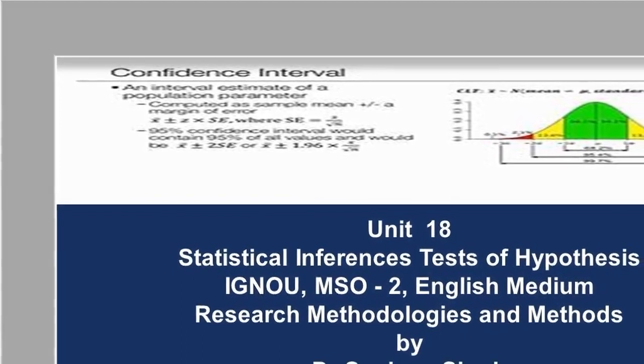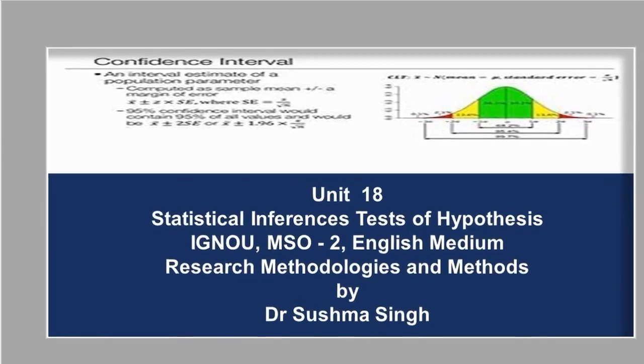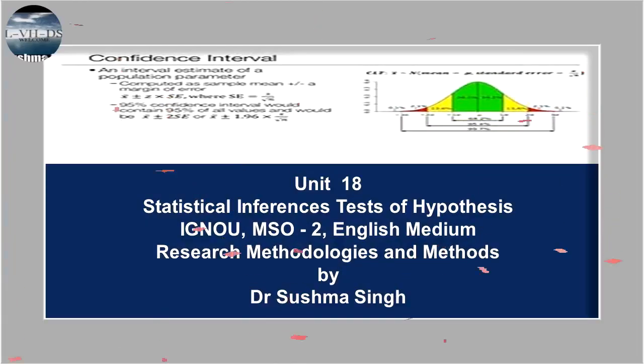Sushma Singh. Let us start discussion on Unit 18, Statistical Inference Test of Hypothesis. And our topic is Tests of Significance. First is chi-square test. Chi-square is probably the most commonly used of all non-parametric tests. It is applicable when data are nominal and grouped in categories. You can examine the difference between the observed and the expected frequencies.